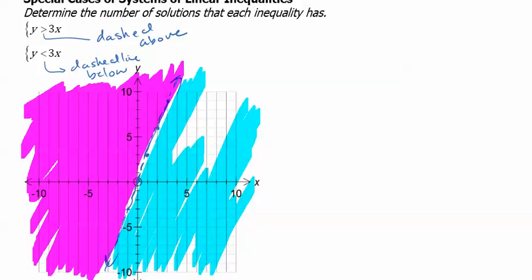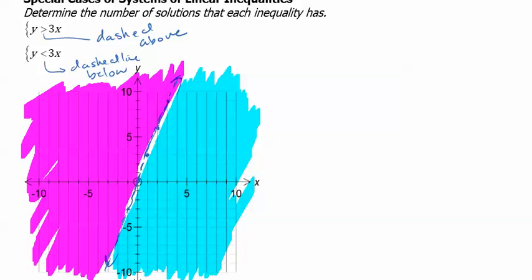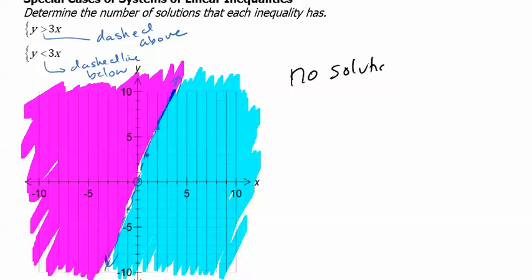We can see that basically the two inequalities are not overlapping. One is shaded above, the other is shaded below. The boundary is dashed, so none of the points on the boundary are included. They share no boundary points, and they also share no overlapping points in the region. So in that case, this system would have no solution. There's no solution found because there are no shared points.